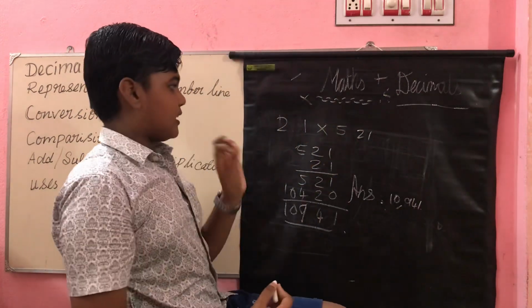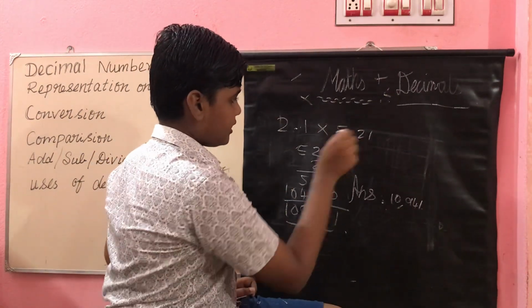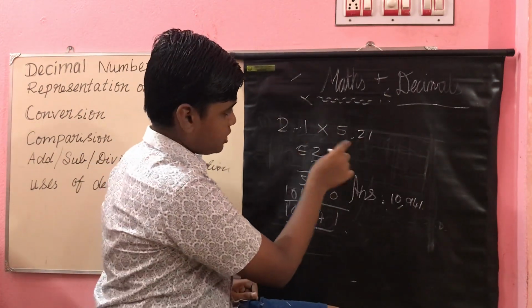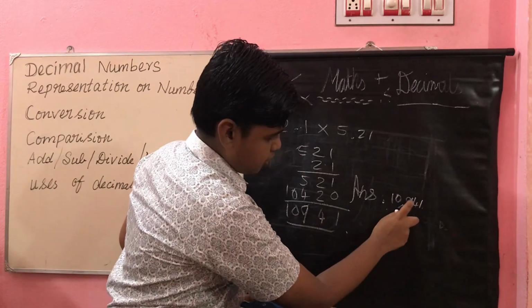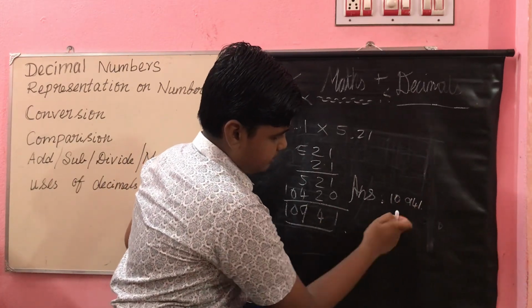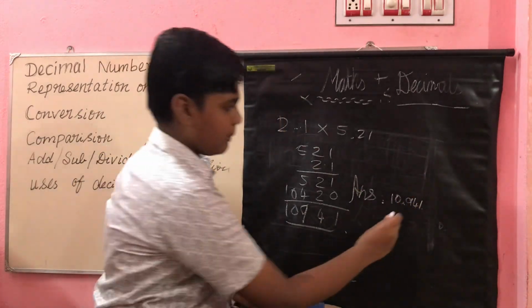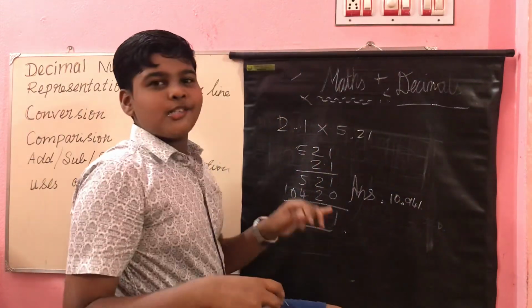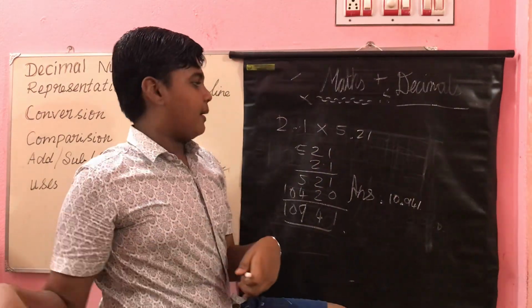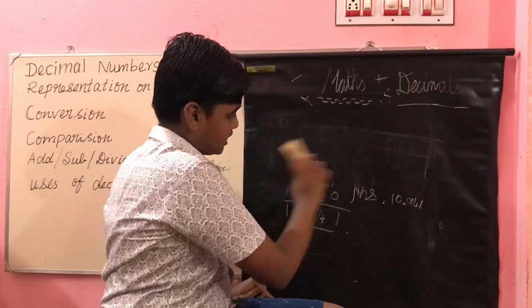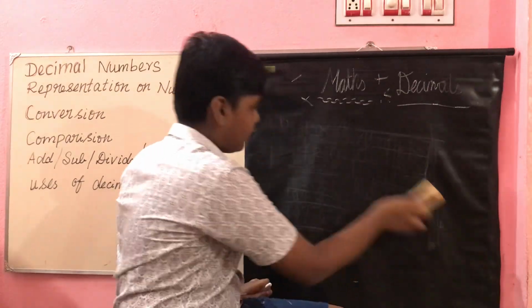10,941. So I told you we should not leave. So here count the number of decimal numbers. 1, 2, 3. So 1, 2, 3. So just replace the comma with the decimal point. So this is how we used to multiply the numbers. So this is also very simple for you. I made it very simple, right?